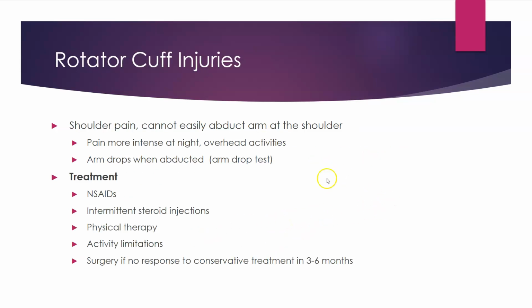Rotator cuff injuries are very common in the shoulders, because that's where your rotator cuff is. They can't abduct at the shoulder, and usually have more pain at night and difficulty with overhead activities. You can do an arm drop test where you hold the arm out, you abduct it, and then you let it go: does it drop down? Treatment-wise, NSAIDs, steroids, physical therapy, and then of course if these are not working, surgery to correct.